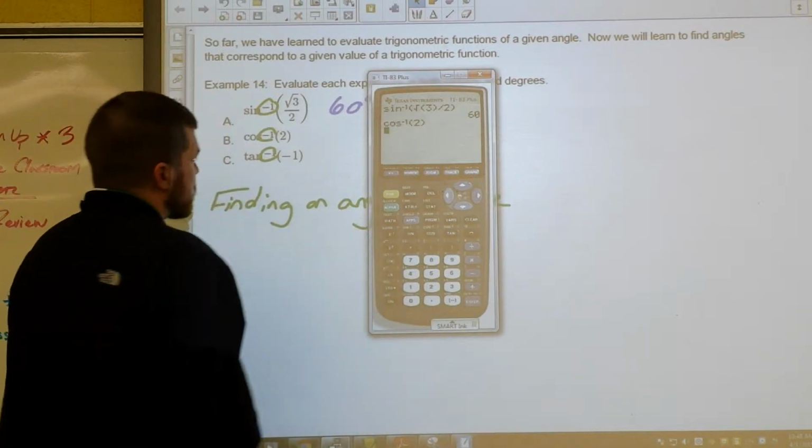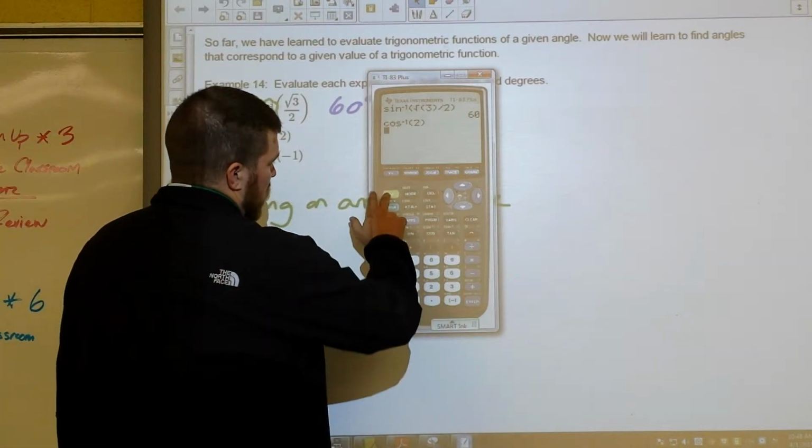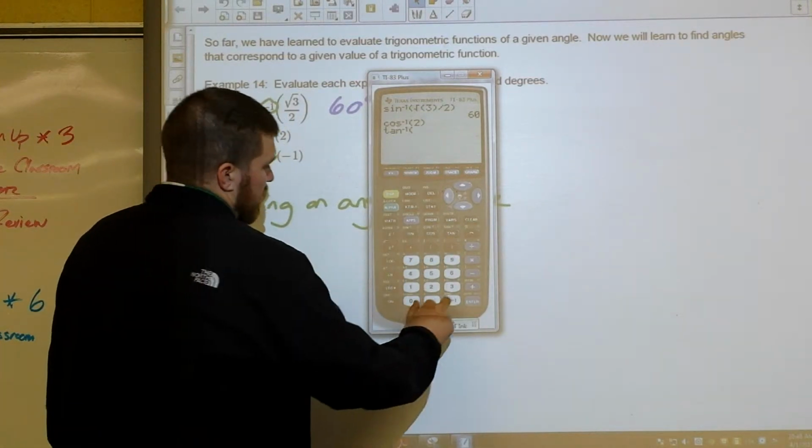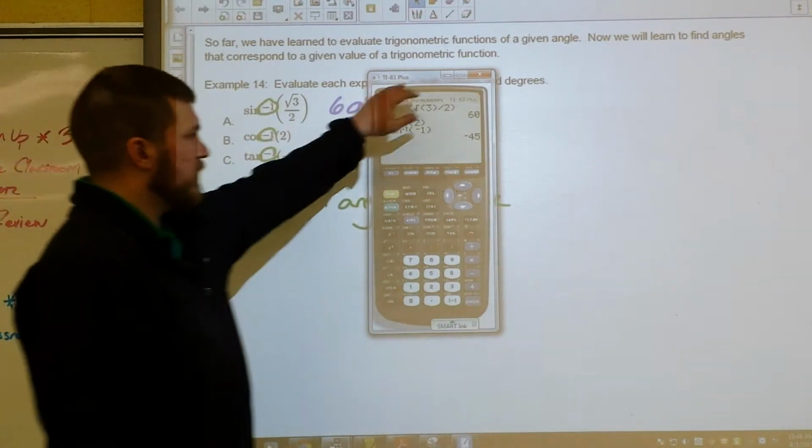I'm going to go on to part C, talking about in degrees. So inverse tangent, so second tangent of -1 is -45 degrees.